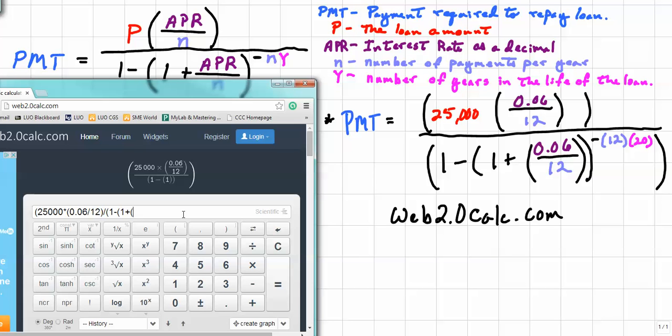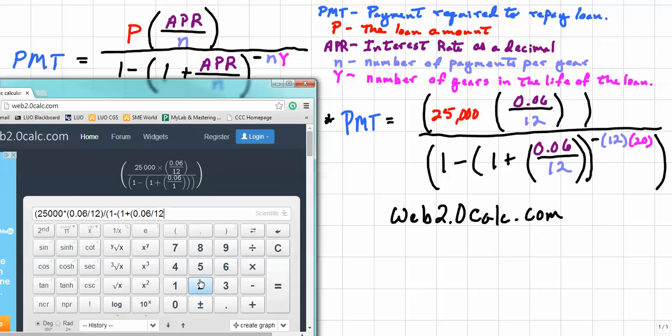And then I'm going to type in, or click in, 0.06 divided by 12. And you'll notice that these parentheses up here are showing you that they're closed automatically, but you need to make sure that you close them inside the input field here. So I'm going to go ahead and close this set of parentheses, and that's going to be for this right here. Okay, then I'm going to have to go ahead and close this next set of parentheses.